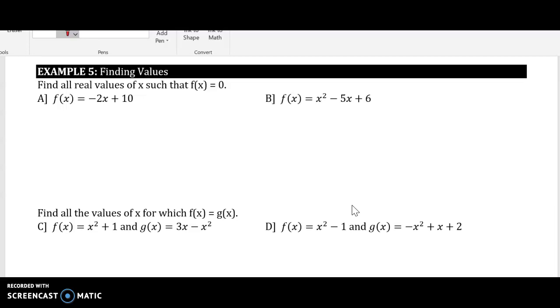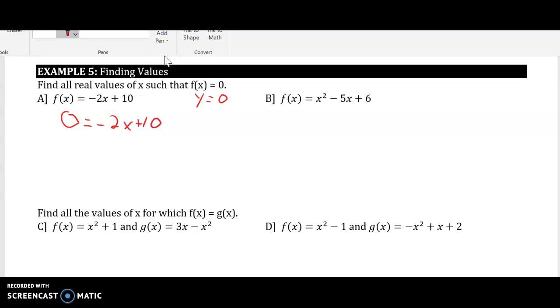So find all real values of x such that f of x equals 0. So that's, remember, f of x is just like y. We want to find when y equals 0. What makes this equal 0? I got to plug in 0 for f of x and solve for x. I need to know what x values. I'm finding the x-intercept is another way.